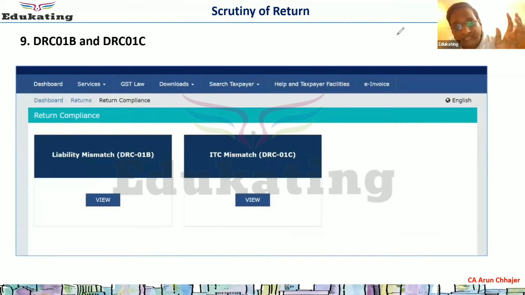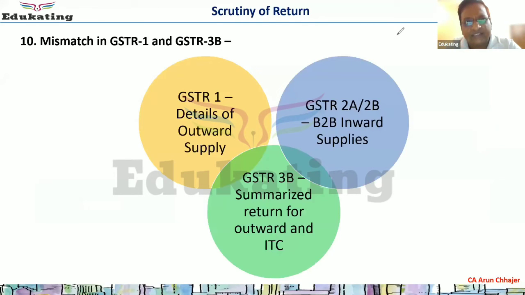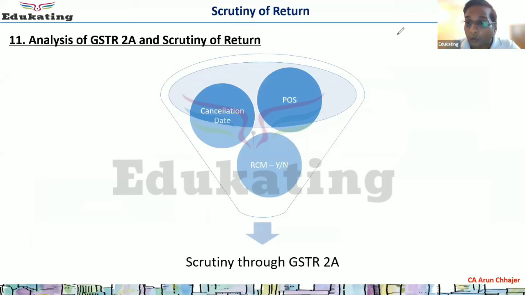You all know that the new DRC01B and DRC01C have been made available to all of us. What is that and how can it be used by the officer for departmental audit or scrutiny? This is a very common point which you all know: GSTR 1 and 3B, 2A and 2B with the ITC taken in 3B. Now I will also explain the GSTR 2A.